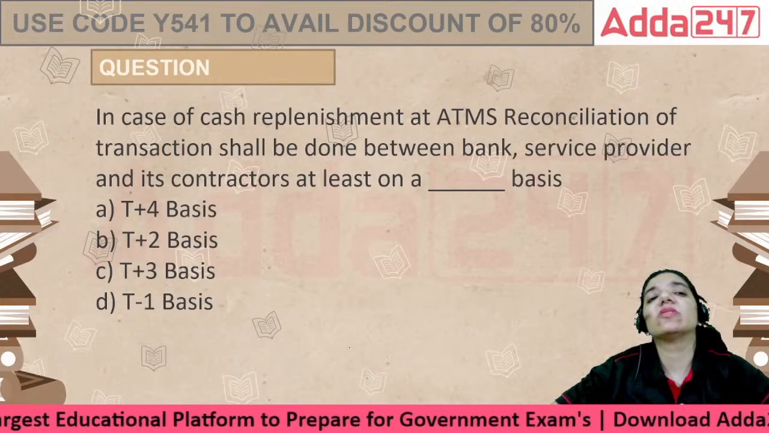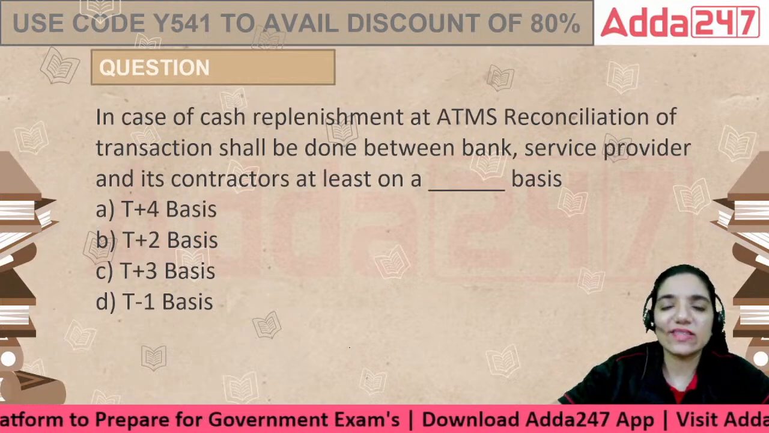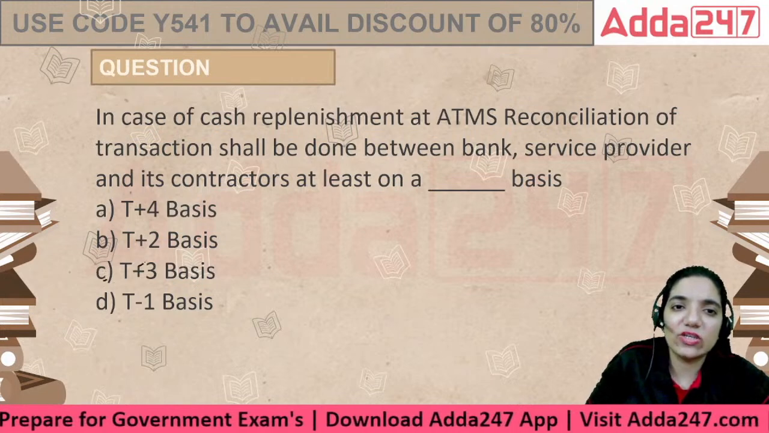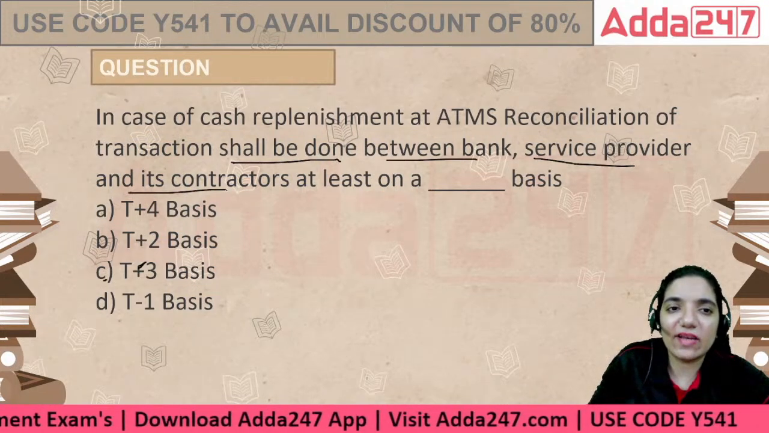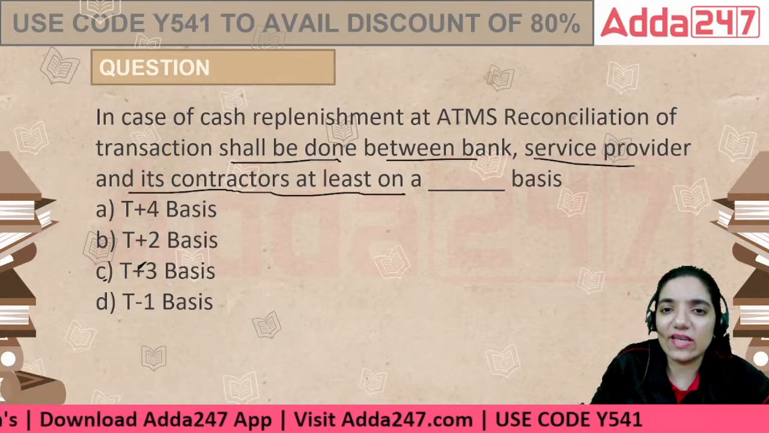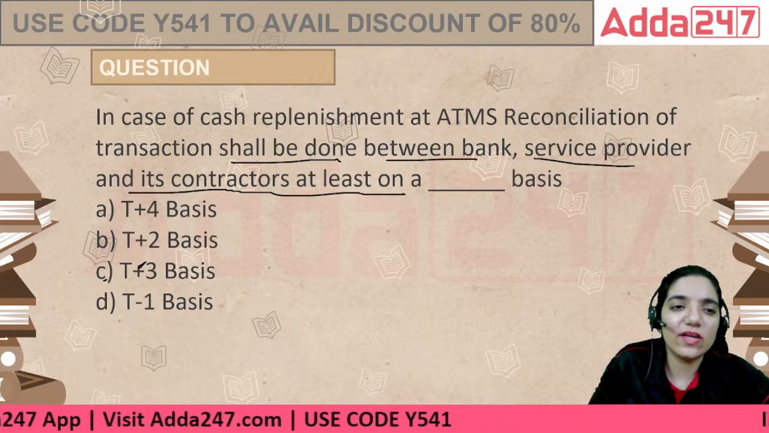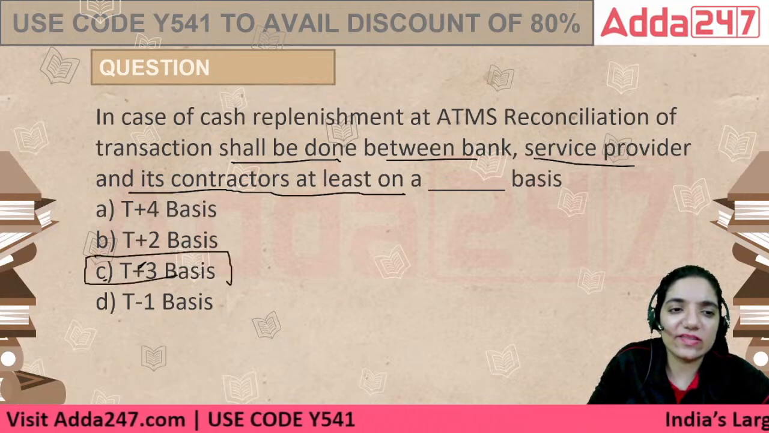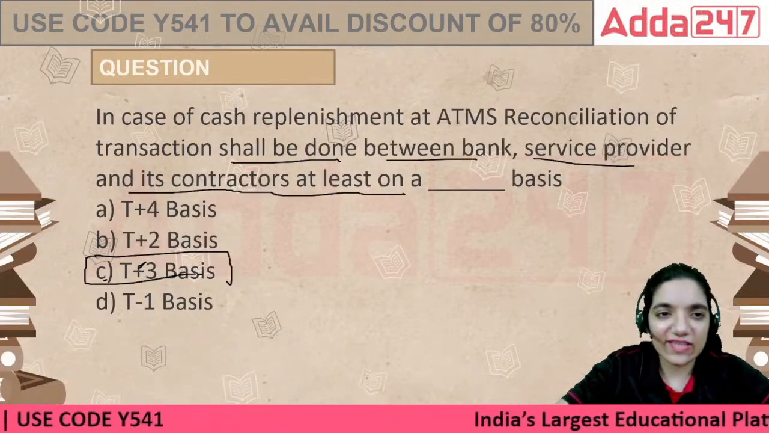Okay, now the next question is, in case of the cash replenishments at ATMs, reconciliation of the transaction shall be done between bank, service provider and its contractors, at least on dash basis. It is done on T plus 3 basis. It is done on T transaction day plus 3 days. This is T plus 3.